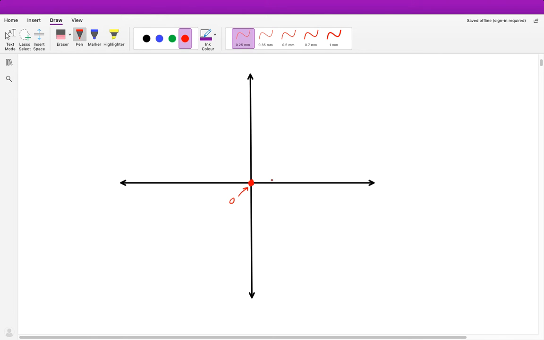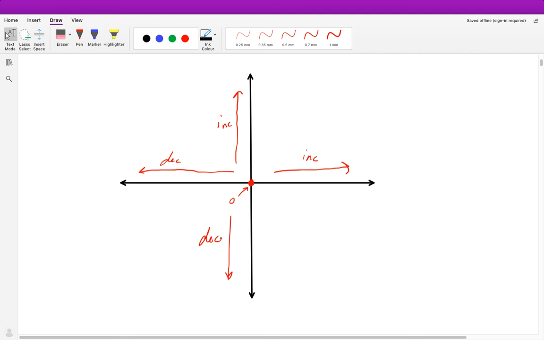So our rule still applies. As we move to the right of our 0, we are increasing. As we move to the left of our 0, we are decreasing. As we move up from our 0, we are increasing. And as we move down from our 0, we are decreasing. Right, so those rules still apply. But the problem is now we can't just say, okay, graph 4, because, well, which direction are we moving? Are we moving horizontally or are we moving vertically?